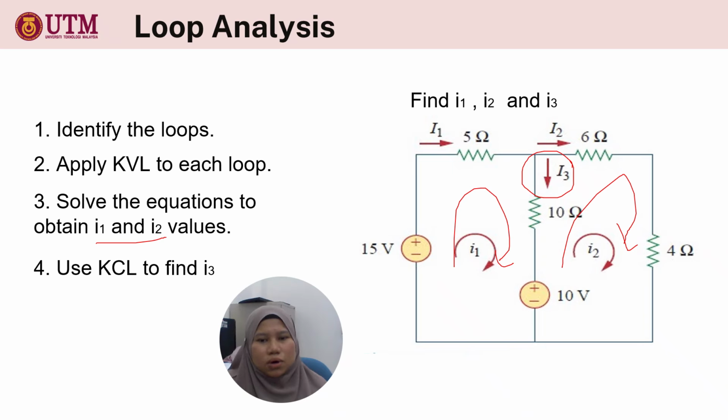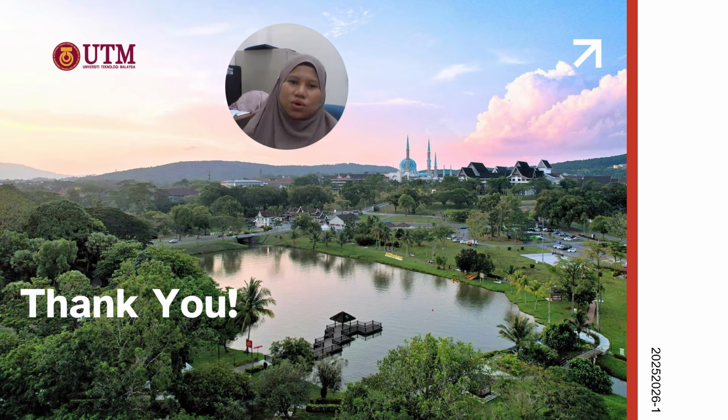And lastly, how to find I3? You already know I1 and I2. Just use KCL at this node. So what is the KCL equation? I1 is equal to I2 plus I3. Then you can get the value of I3.